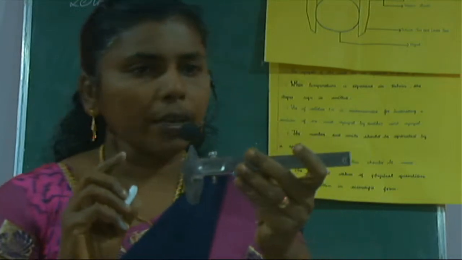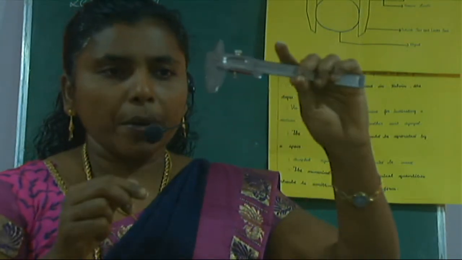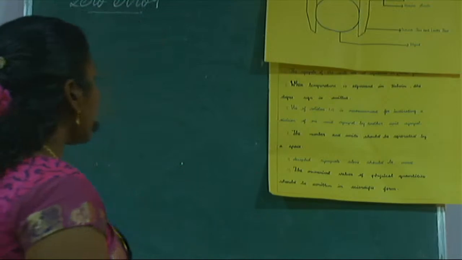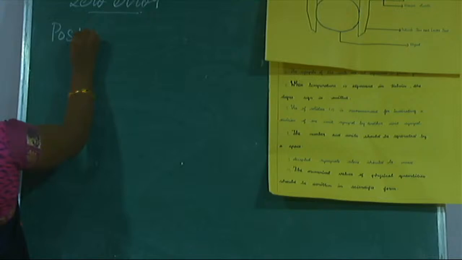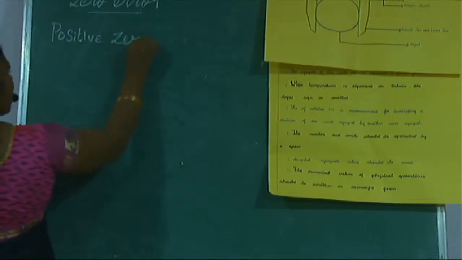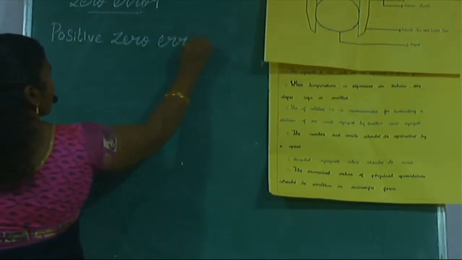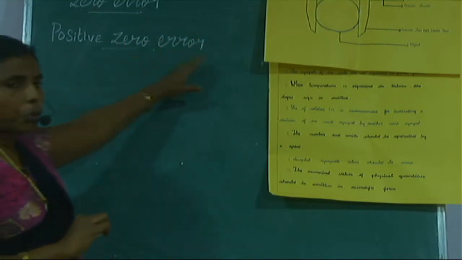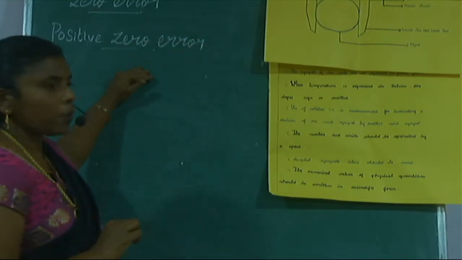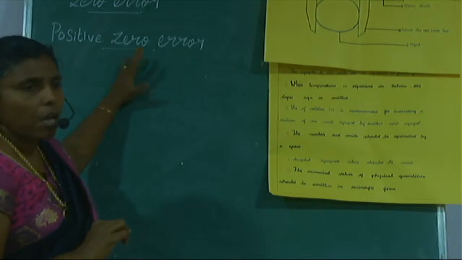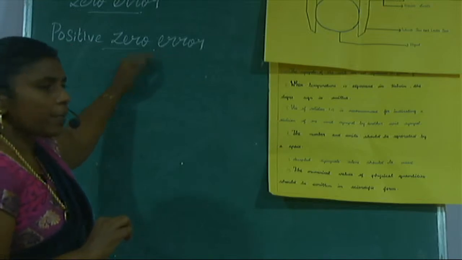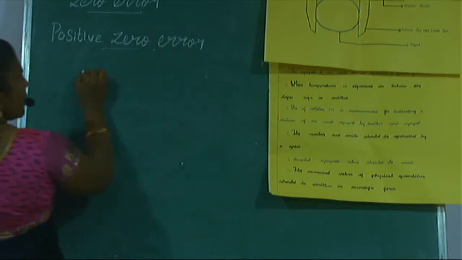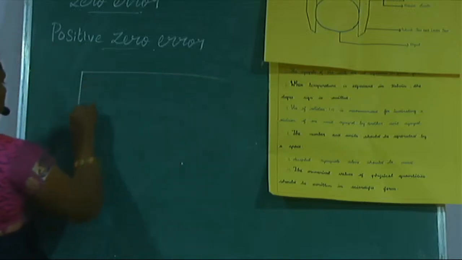Suppose this vernier caliper has error, there are two types of error. One is the positive zero error. Next one, the negative zero error. Now we will learn about the positive zero error first. After that we can learn the negative zero error. When you learn the positive zero error, the negative is very easy. So just see this diagram.